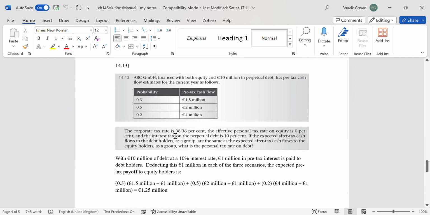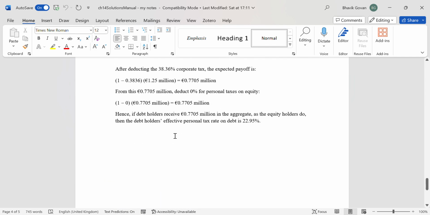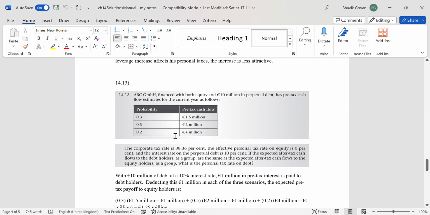The last thing I wanted to go over, I think, was the last question, which is 14.13. ABC GmbH is financed with both equity and 10 million in perpetual debt. So that means the debt continues forever. It has pre-tax cash flow estimates for the current year as follows. So they give you 3 states with your pre-tax cash flows in a nice table.